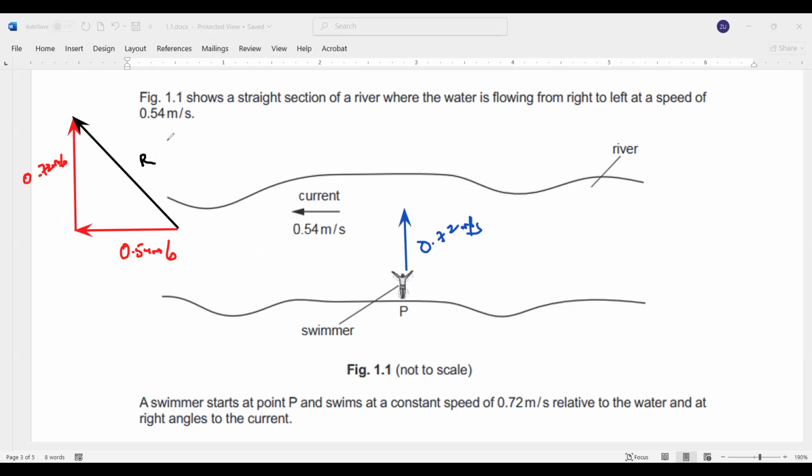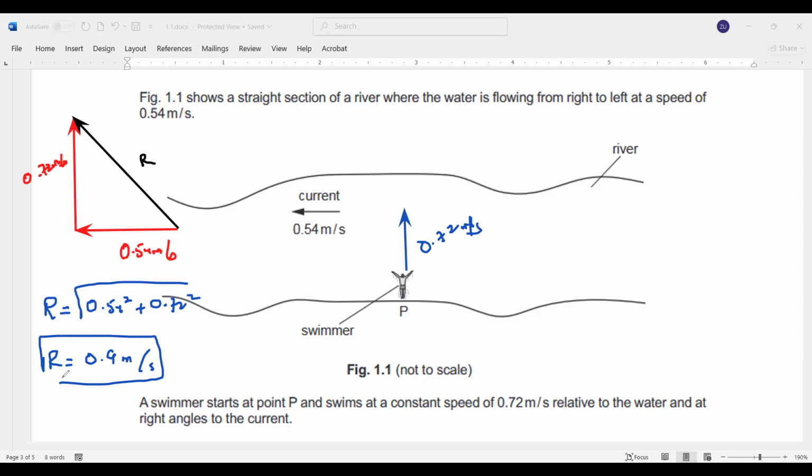If I need the resultant, we use the Pythagoras theorem: the square root of 0.54 squared plus 0.72 squared. What's the final answer? 0.9 meters per second.